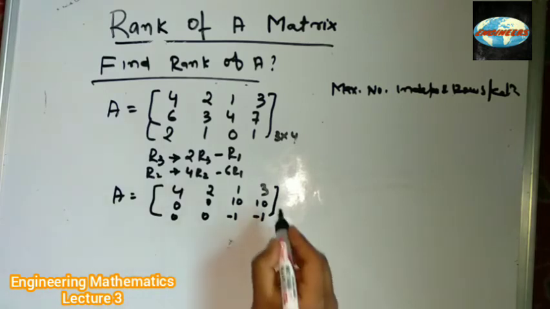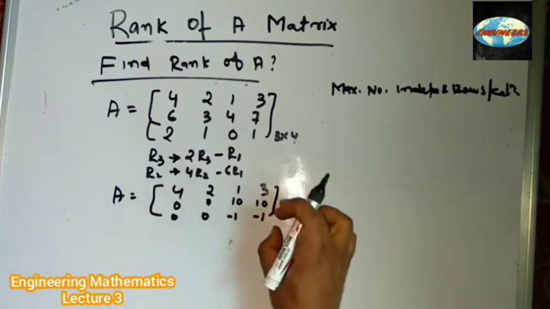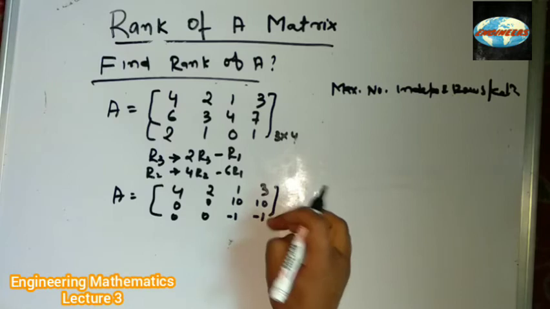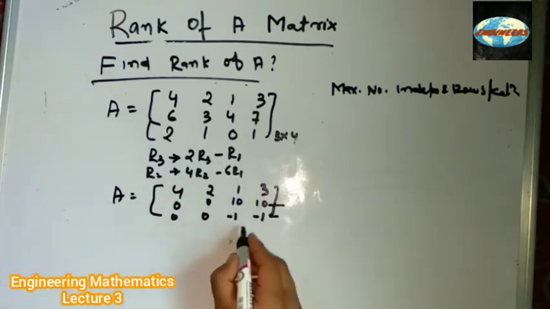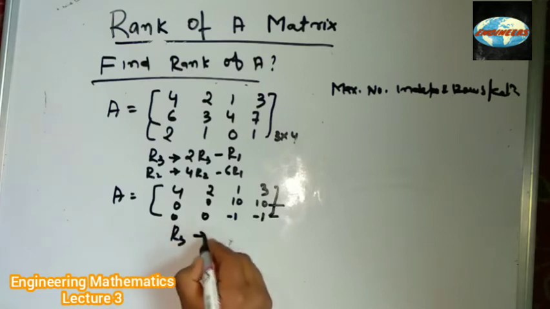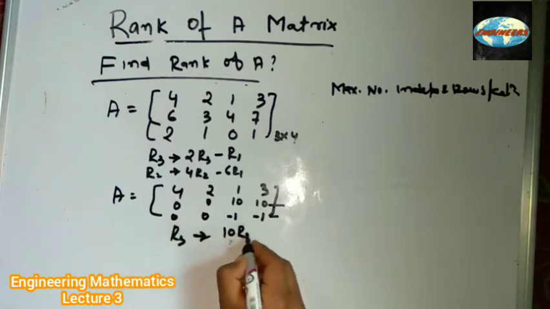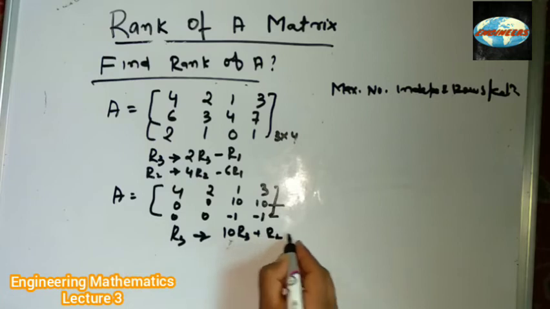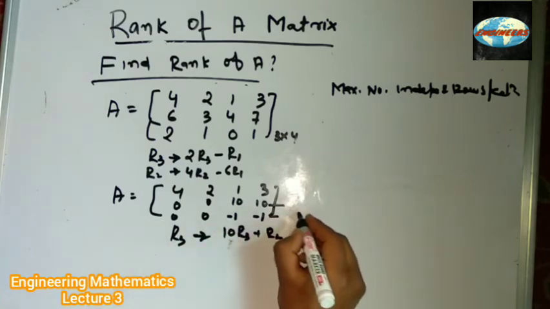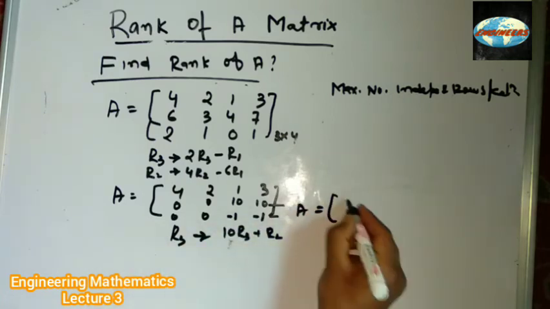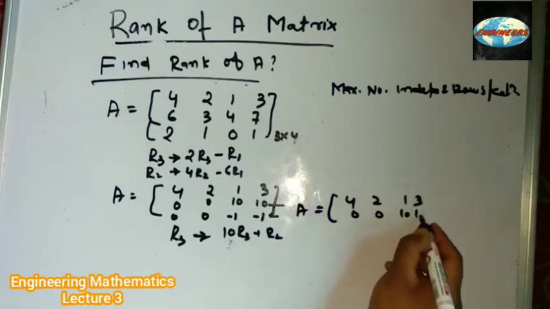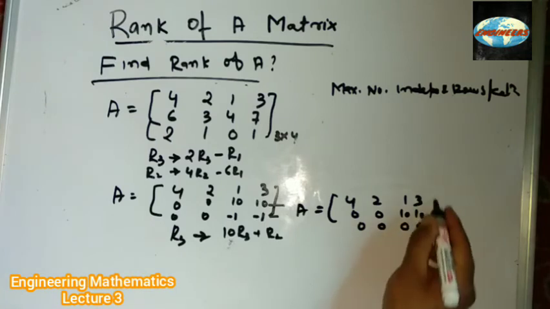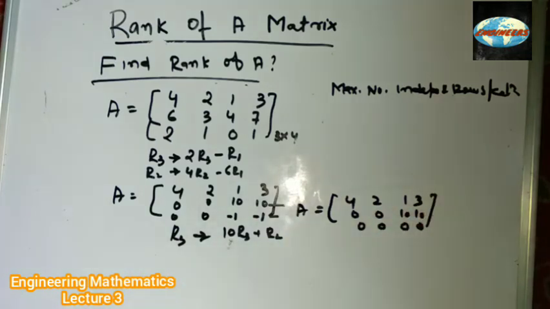So clearly there is a dependency between these two rows; they are proportional to each other. If we apply the operation R3 gives us 10 times R3 plus R2, we will get A like this: 4, 2, 1, 3, these two 0, 10, 10, and all these elements will be 0. So the number of independent rows is 2, so rank of A is 2.